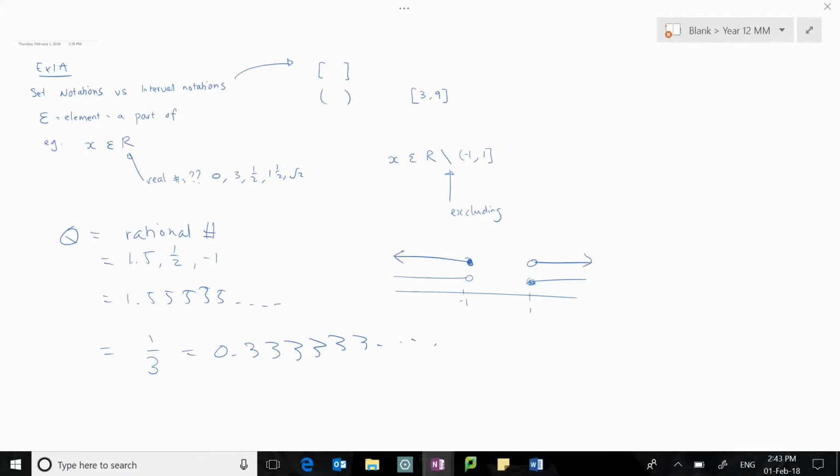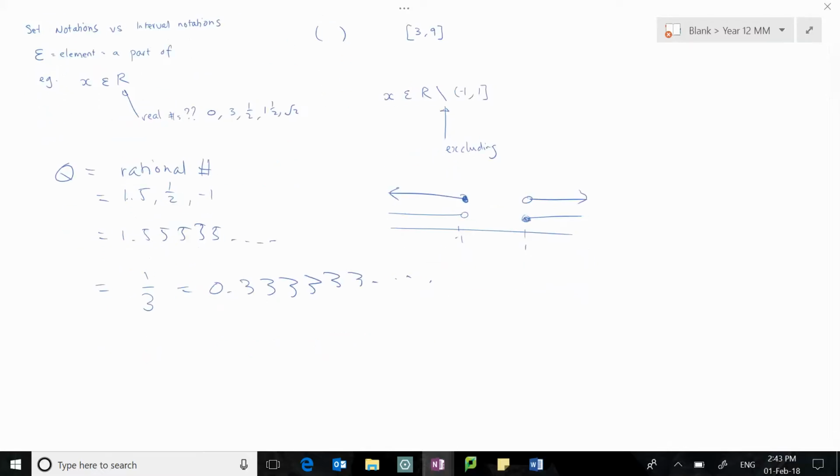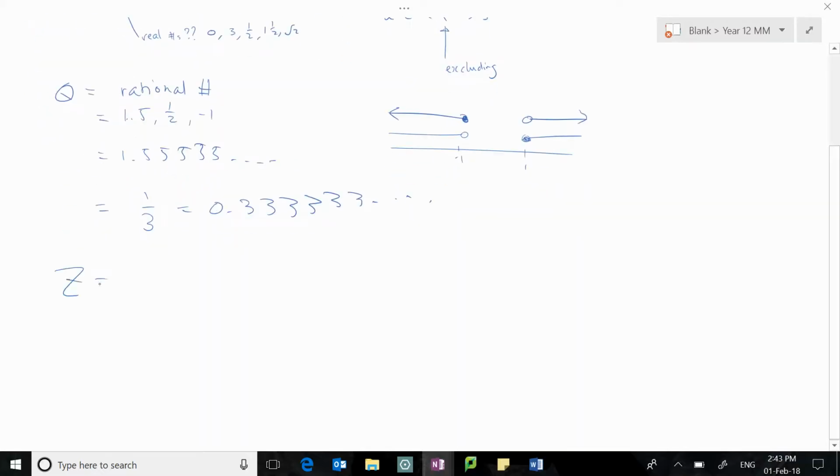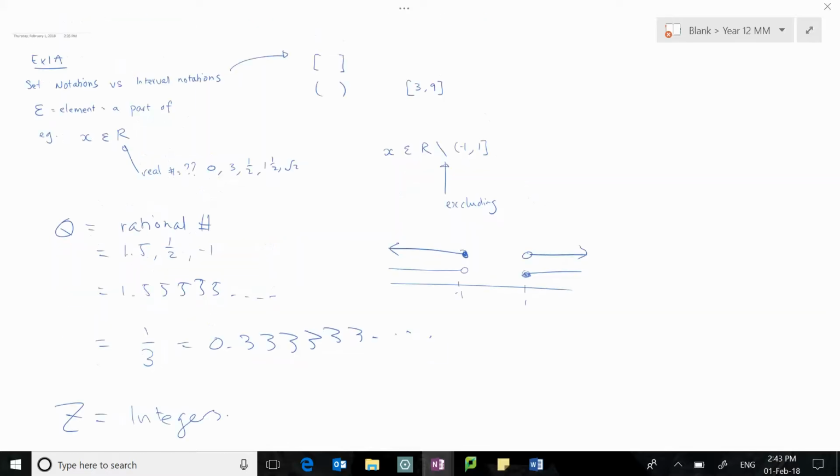But we generally say it's not. We say it's irrational because the number's just too large. It's hard to write in a fraction out of that. Okay, so that's rational numbers. And Z, what was Z again? Integers. Fantastic. Excellent. So those are set notations, exercise 1A.